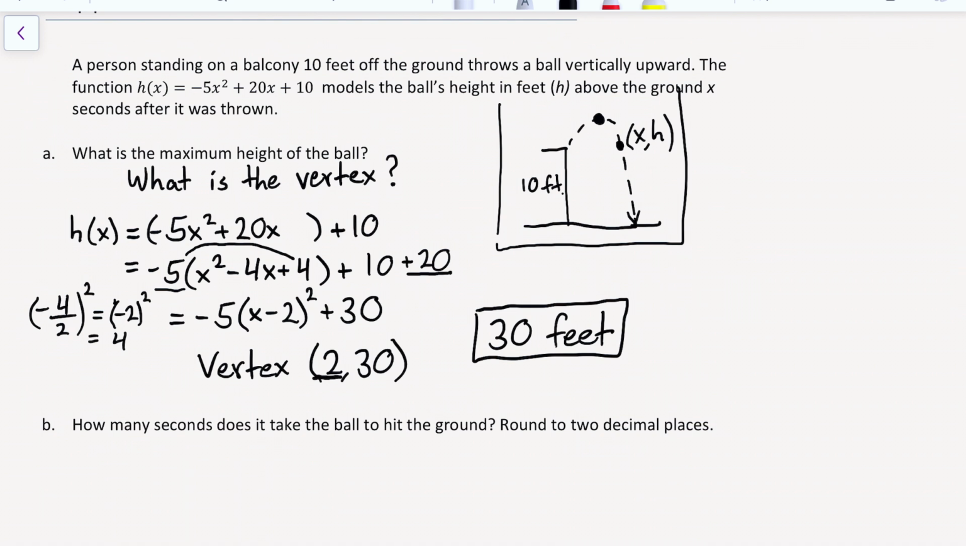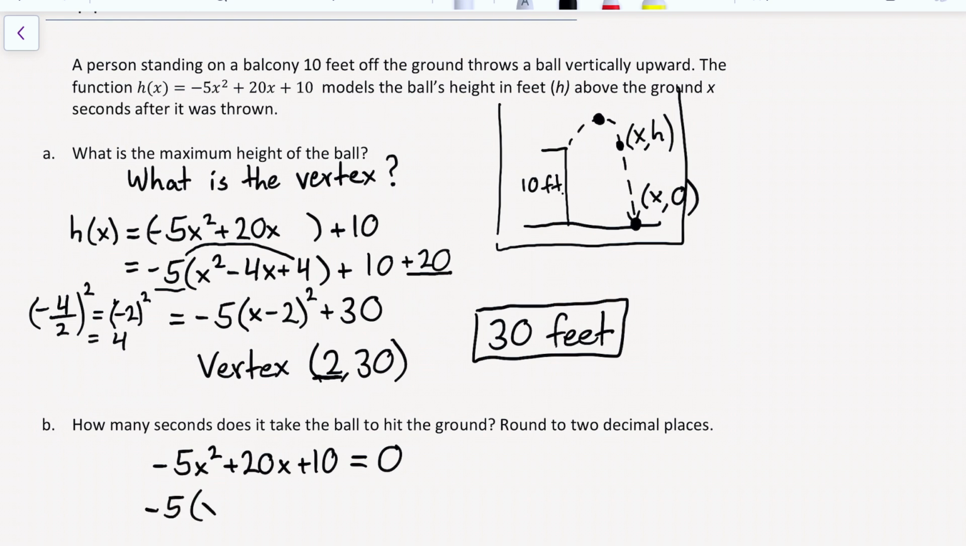Our second question here is how many seconds does it take the ball to hit the ground? So here we are trying to solve for this point where the ball comes down and hits the ground, and we know that the y value is 0 there, or the h value is 0. So we're solving for x. Well, we can do that by plugging in h of x equals 0, and we can say negative 5x squared plus 20x plus 10 equals 0.